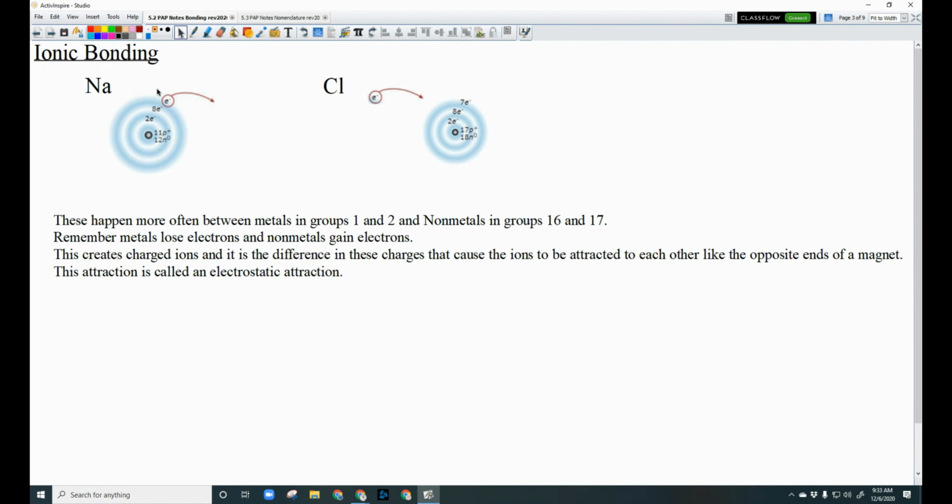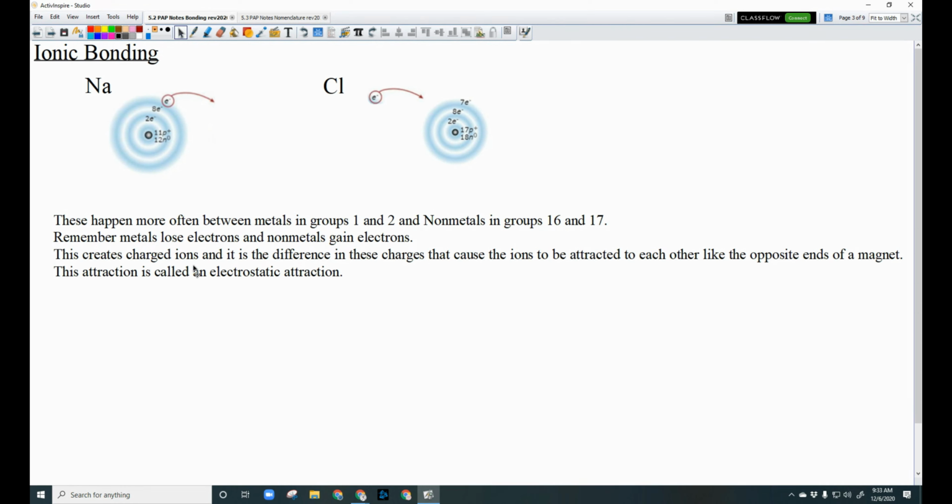So let's concentrate on ionic bonding here for a second. Now, ionic bonding happens more often between metals that are in group 1 and 2 and nonmetals that are in group 16 and 17. Not to say that it can't happen with the others, but more often it's between 1 and 2 and 16 and 17. And remember, metals lose electrons and nonmetals gain electrons.